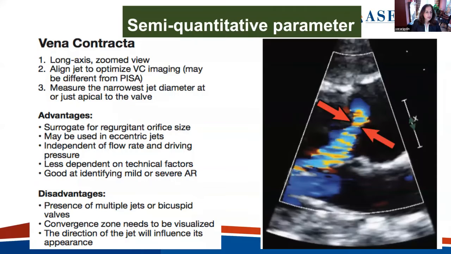The advantage here is it's a surrogate for the regurgitant orifice size, may be used in eccentric jets, is independent of flow rate and driving pressure, and less dependent on technical factors. And it's good at identifying mild or severe AR, less useful for moderate. Its disadvantages are the presence of multiple jets or bicuspid valves, and the convergence zone needs to be visualized. If you don't see the vena contracta, of course, it's impossible to measure it. And the direction of the jet will influence its appearance. So some creative imaging may be needed to optimize visualization of the vena contracta.